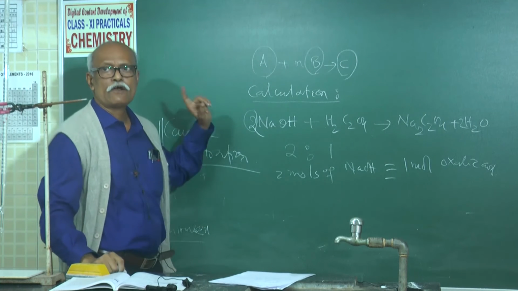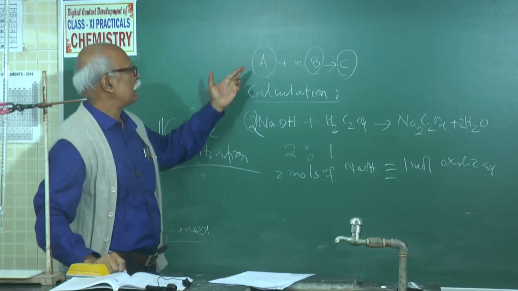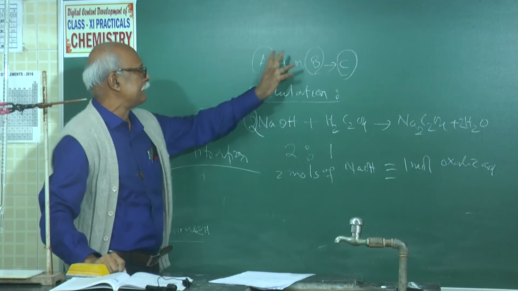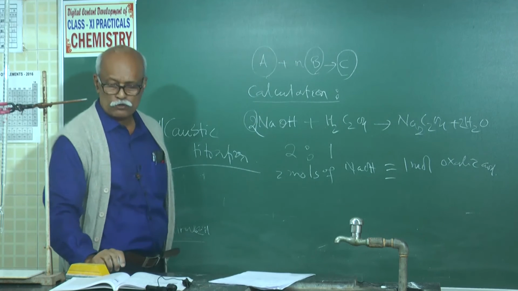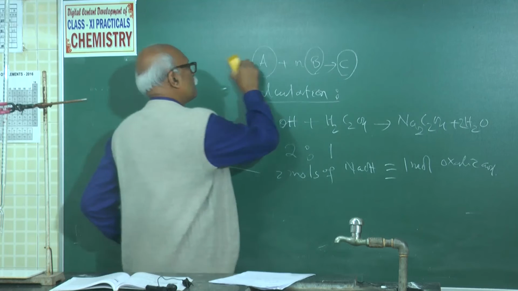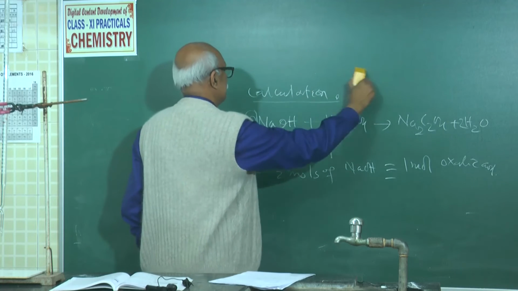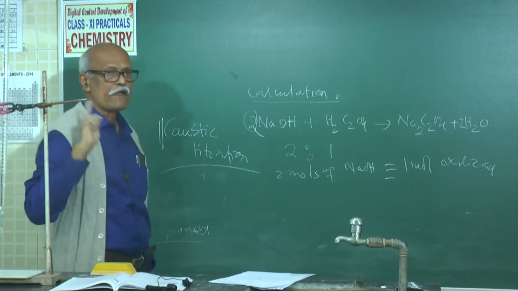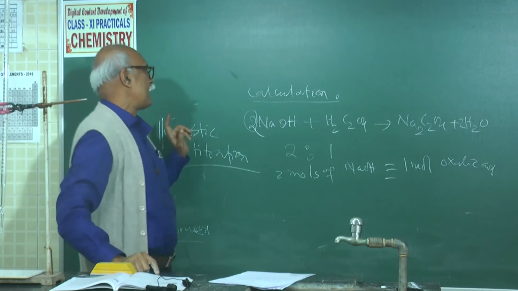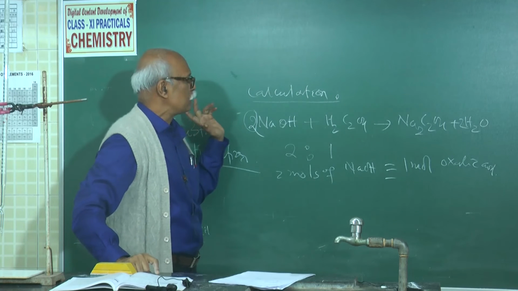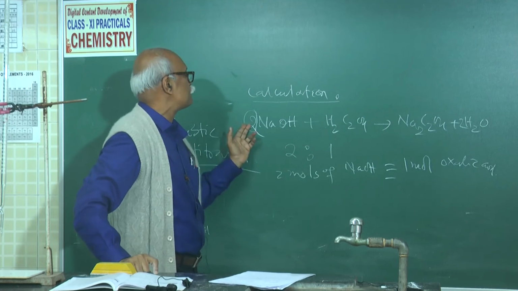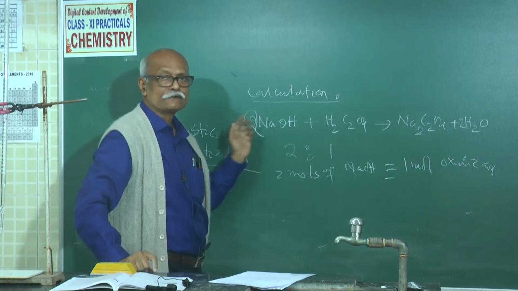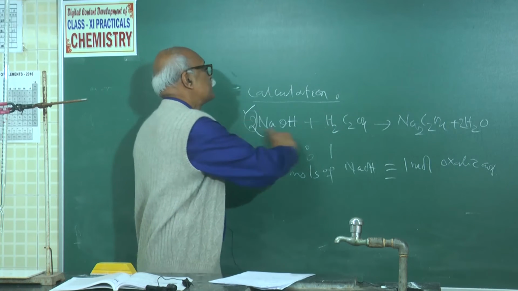But the molar ratio is not 1:1. The molar ratio is 1:9 and 1:20. 1 mole of A combined with N moles of B. So molar ratio may differ, but equivalent ratio will always be 1:1. So for that reason, the molar ratio is equal to the stoichiometric coefficient. And here the stoichiometric coefficients are 2 and 1.